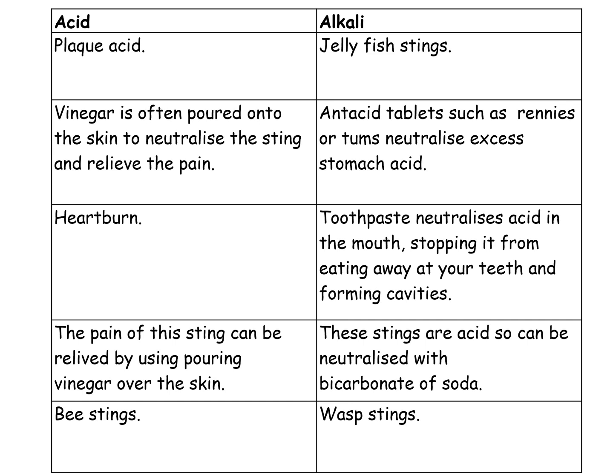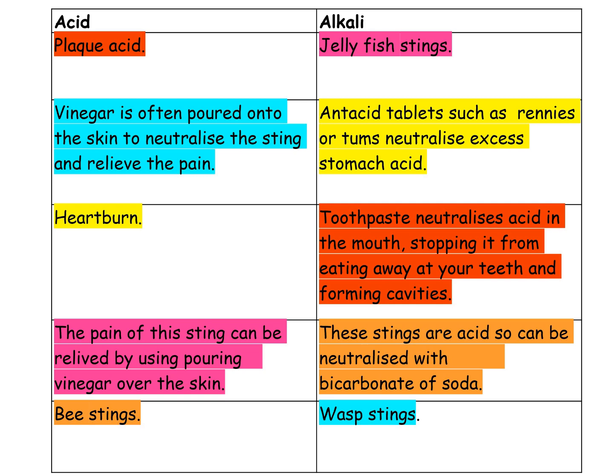Okay, hopefully you've matched these up, so I will show you the answers. Remember, if you need to make corrections, make it clear in a different coloured pen. So I've done mine with highlighting. So as I said, plaque acid paired with this one here. The acid vinegar is often poured onto the skin to neutralise the sting and relieve the pain. That's your wasp sting. For heartburn, antacid tablets such as Rennies or Tums neutralise excess stomach acid.